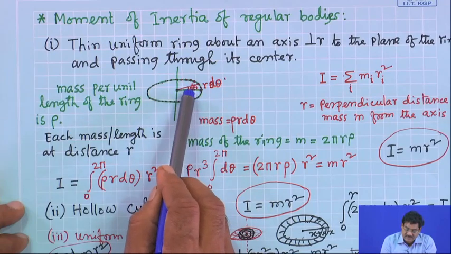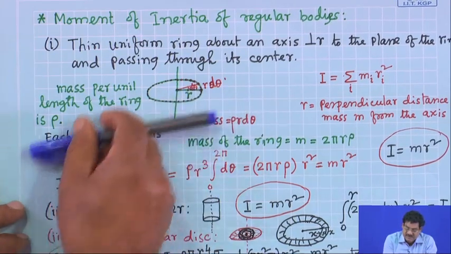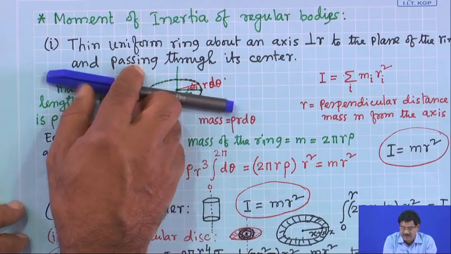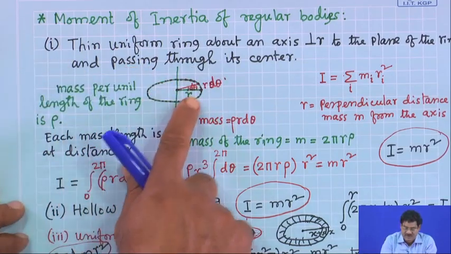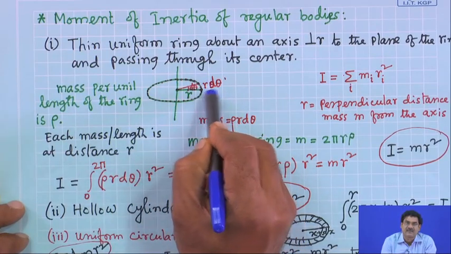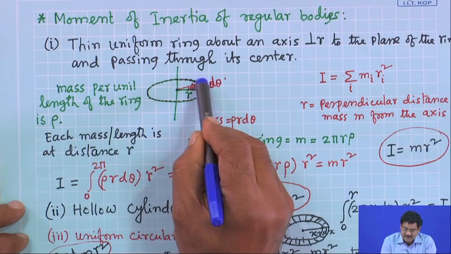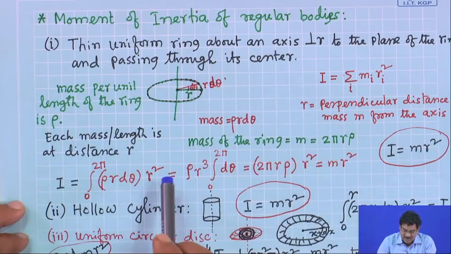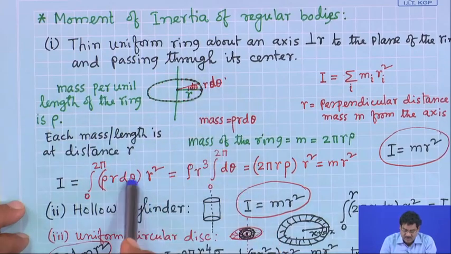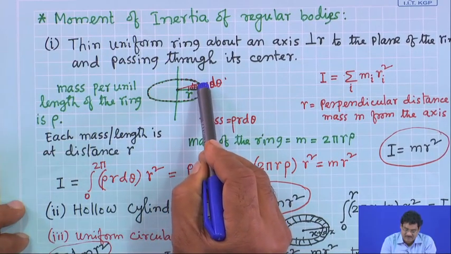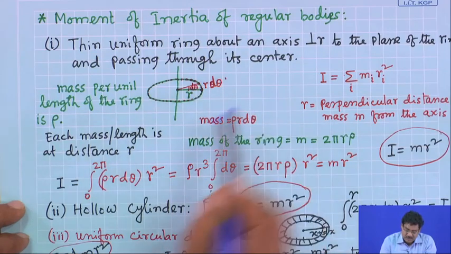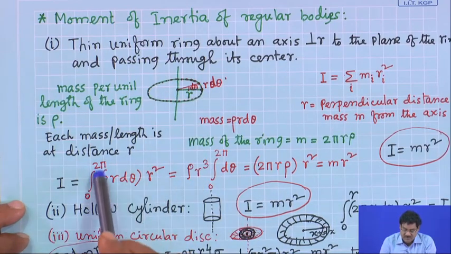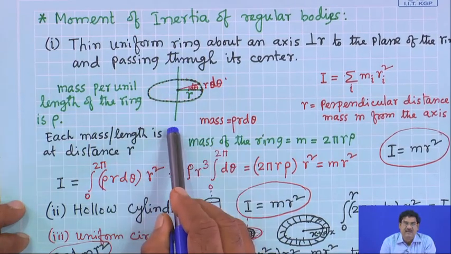So, if the radius is r, and you take a small angle d theta, then this arc will be r d theta. You know that for unit length the mass is rho. So, if I multiply rho with this, that will be the mass of this small arc, which makes angle d theta. Then r square, since the distance is r. So, this will be the moment of inertia of this mass with respect to this axis.